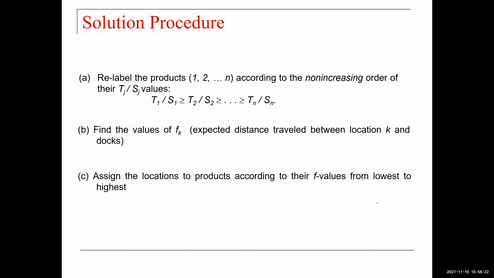Okay, so step 1, we're going to relabel the products 1, 2, up to n according to their non-increasing order of their Tj over Sj values. So we're going to find all possible ratios for all products. Then we're going to find the values of Fk, which is the expected distance traveled between location k and docks. And then we're going to assign the locations to products according to their F values from lowest to highest.